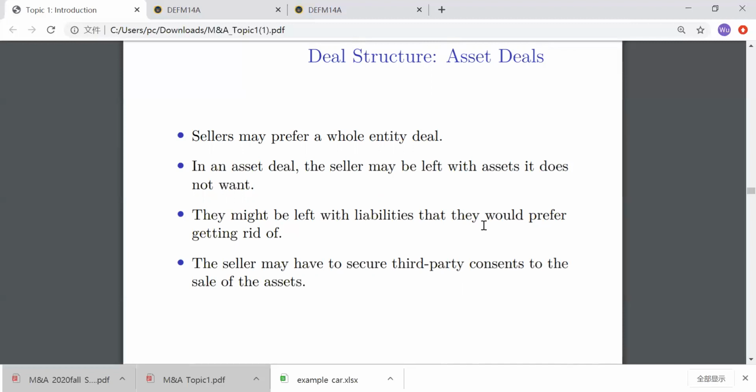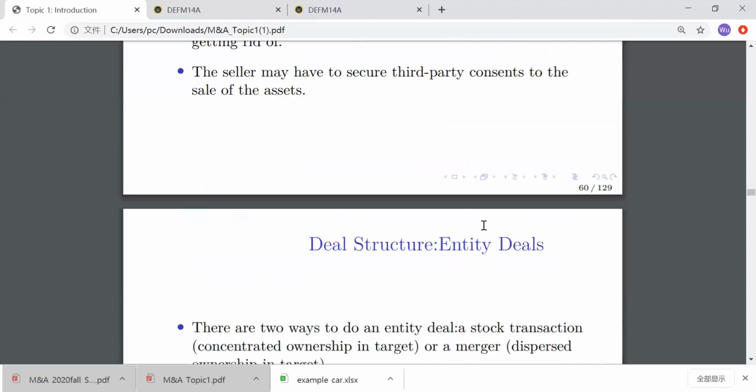And in an asset deal, the seller might also have to secure third-party consents to the sale of the assets, because many of the assets of the target firm might not just belong to the seller. It could be assets from the target's strategic alliances, the target's partnerships with other companies. So when the seller sells those assets to the buyer, they have to secure third-party consents from those who are also owners of these assets. That's the idea.